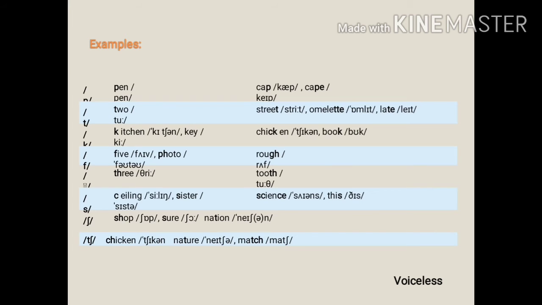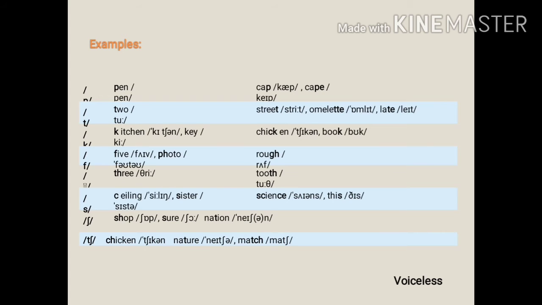Here are some examples of voiceless sounds. P, it comes in the word pain. Then t, it comes in the word to. Then k, it comes in the word kitchen. F comes in the word five. S, selling. Sh comes in the word shop. So here I have given examples of the voiceless sounds. Here is ch, this particular sound comes in the word chicken.